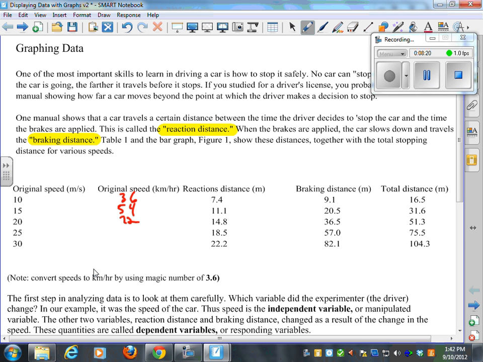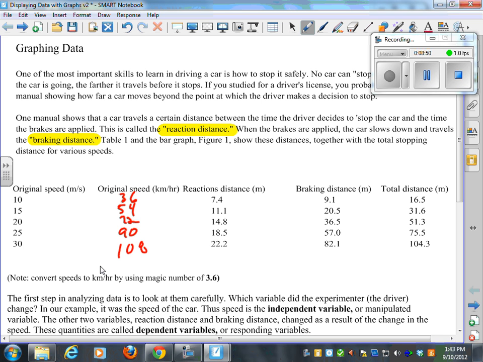25 is how much? 90. And 30 is 108. Okay. So when you're driving down the highway at 108, like people are apt to do, that's 30 meters per second. So that would be like the length of that hallway from the windows right down to the stairs in a second. That's a long ways, right? It's a long, long ways. Yeah, that's how fast you're going.